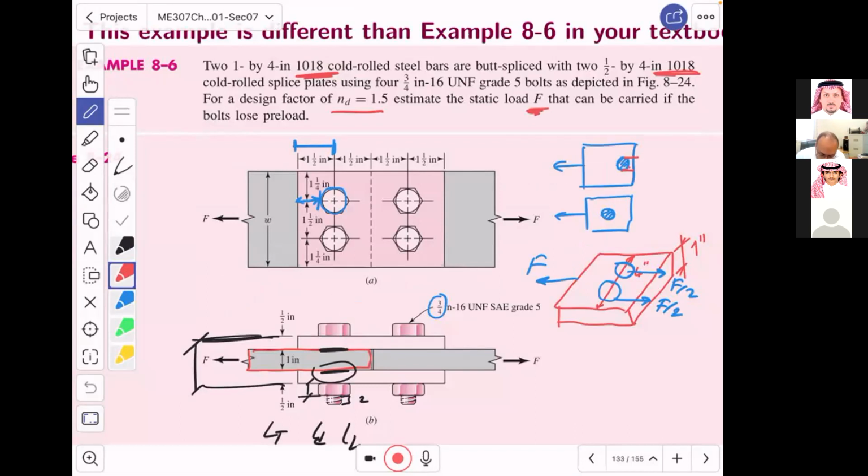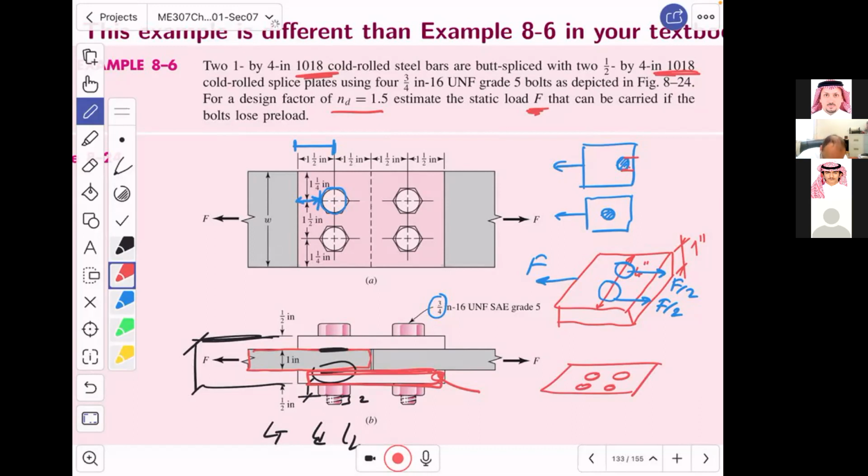Because the shearing is happening here. The shearing is happening right there. Do you get that? So in here, this part is where the shearing is dangerous. And this part is one plate. You see that? And this one plate has how many bolts? 4. That's why we divide by 4. Do you understand that?